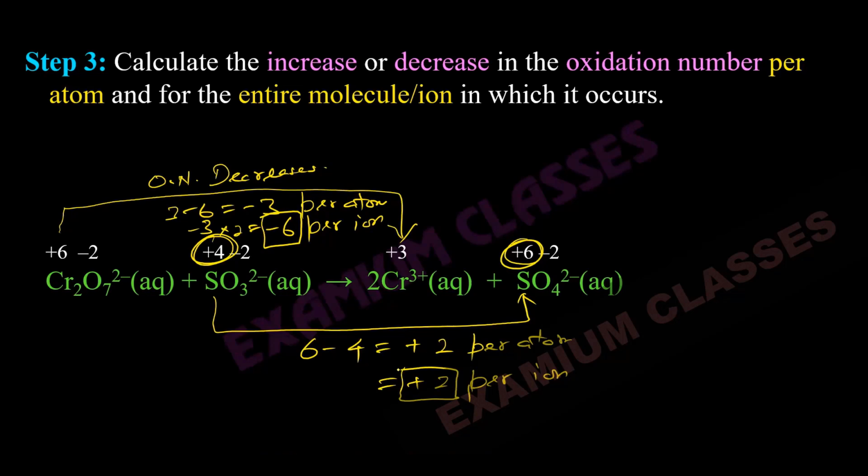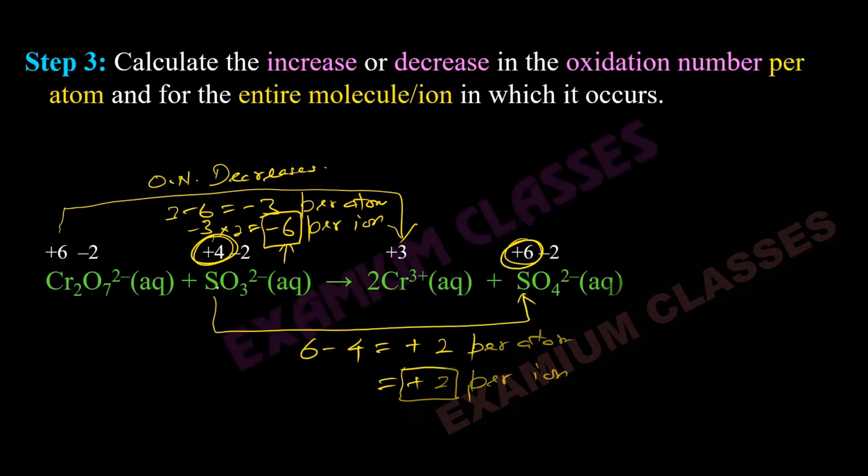That is the third step. Within the third step, I need to equate these increase and decrease. So what do I need to equate? 6 and 2. Here it is 6, here it is 2. I have to make them equal. To make them equal, what do I need to do? If I multiply 2 by 3, I will get 6. So the decrease and increase will both be the same if I multiply the increase in oxidation state by 3.